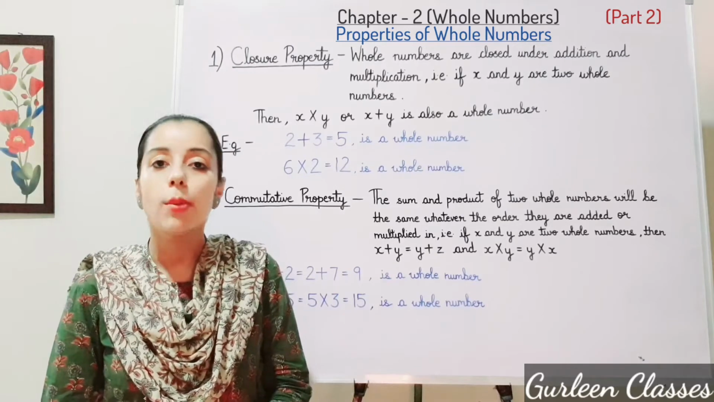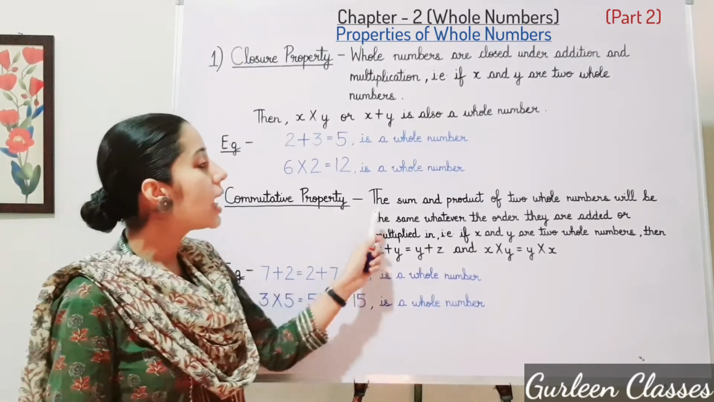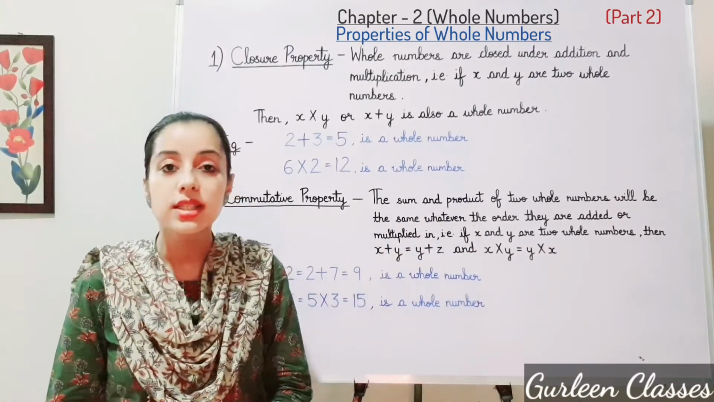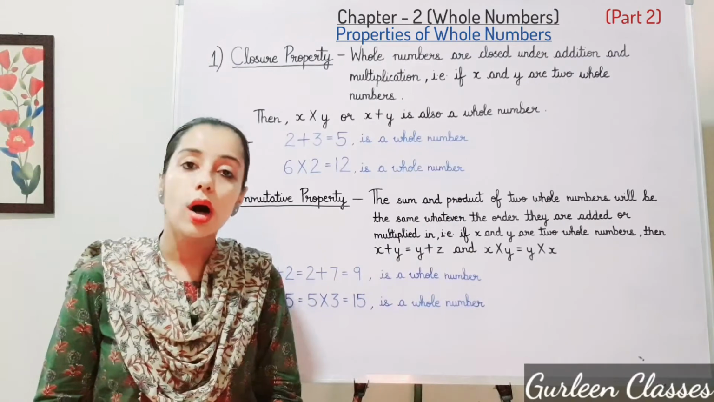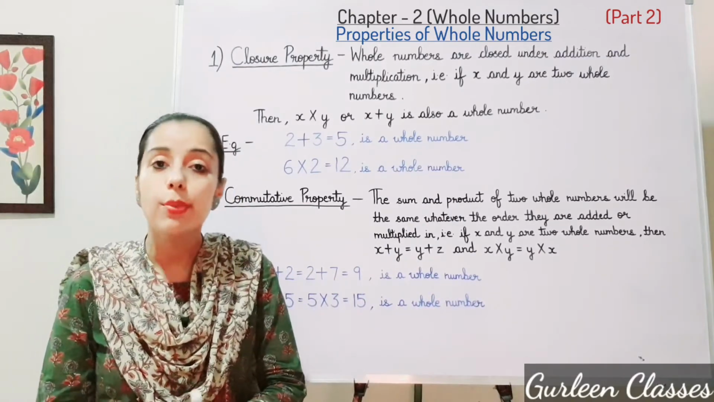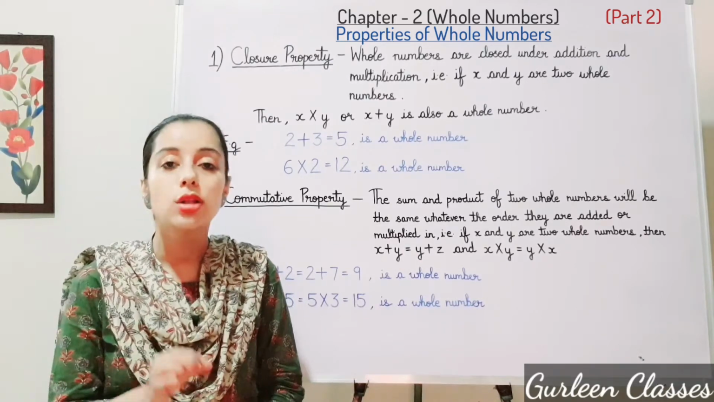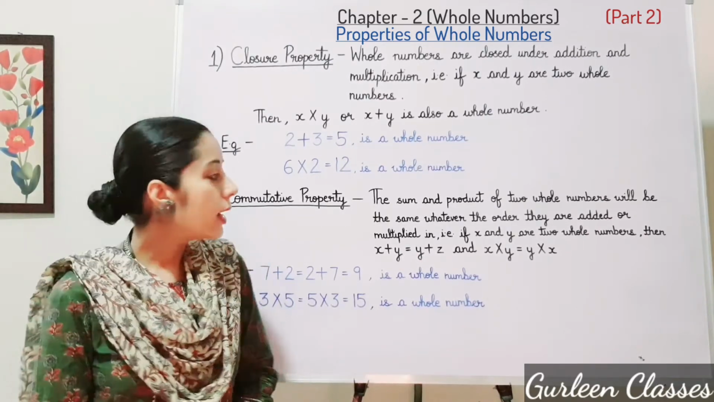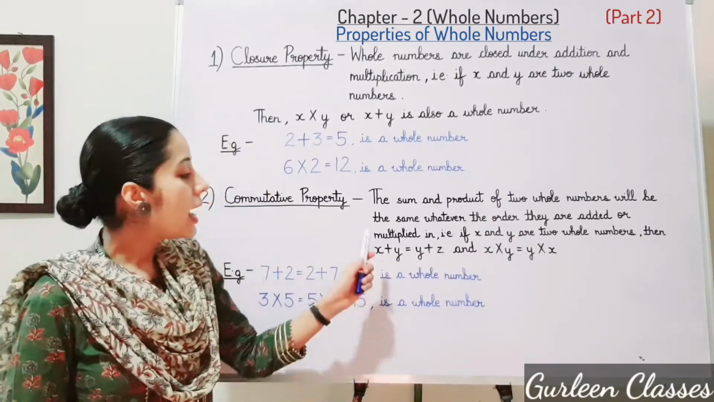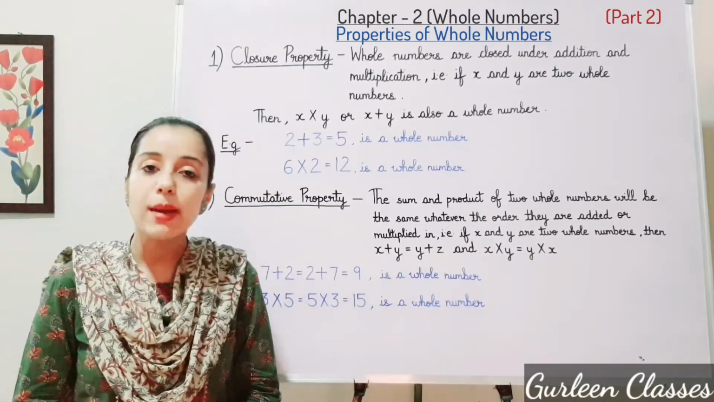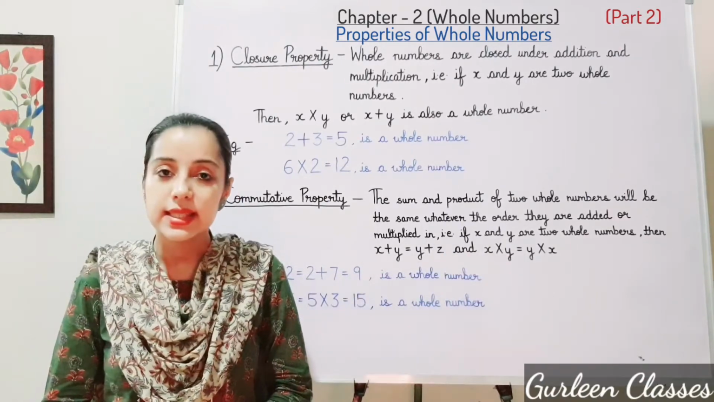Second property, commutative property of addition and multiplication. The sum and product of two whole numbers will be the same whatever the order they are added or multiplied. If you change the order, they will remain the same. So here, if x and y are two whole numbers, then x plus y is equal to y plus x and x into y is equal to y into x.